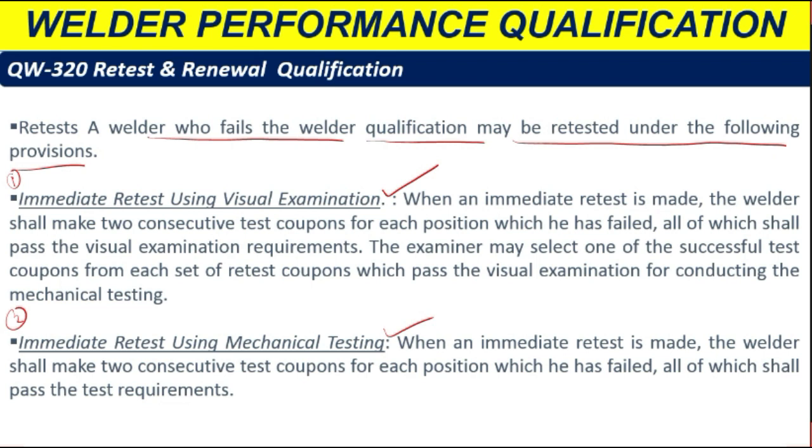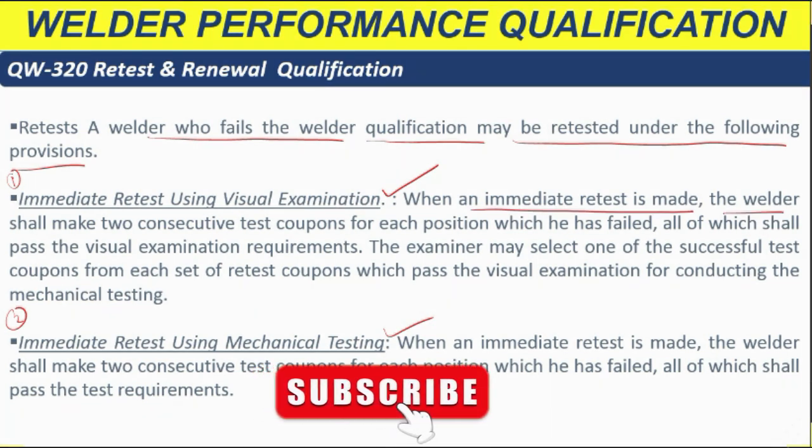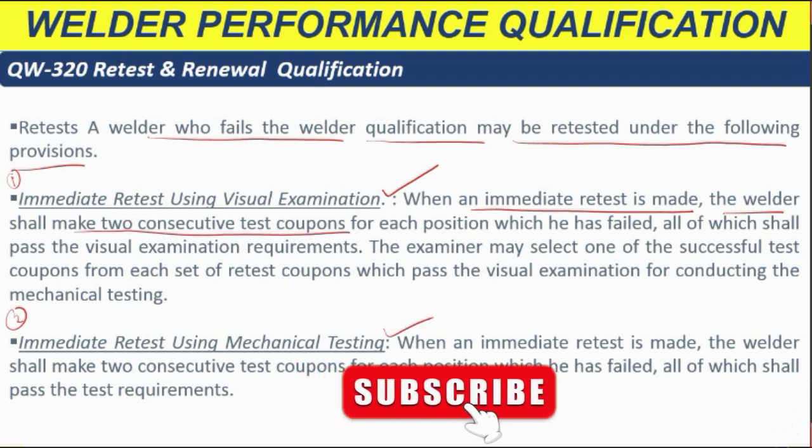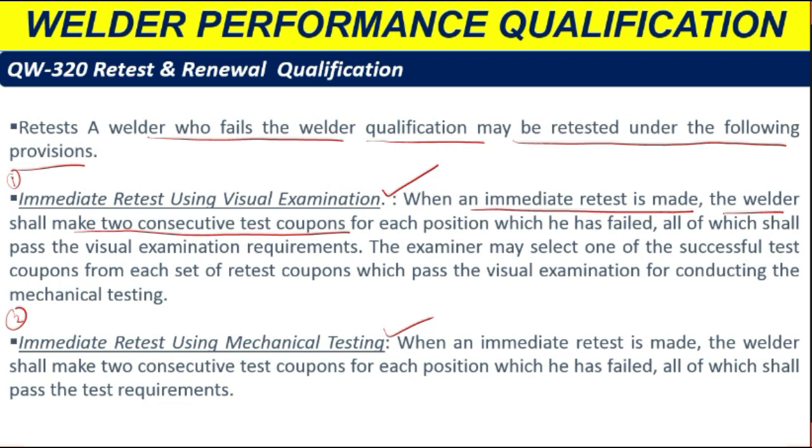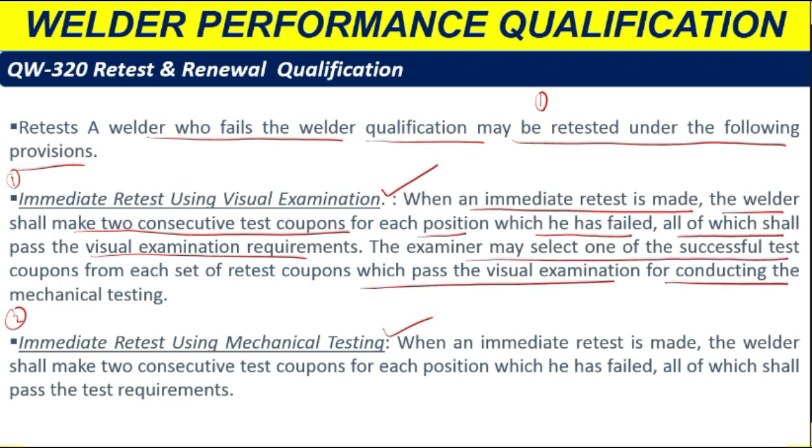When an immediate retest is made, the welder shall make two consecutive test coupons. Means in the first test, whenever you do the welder test, there is one coupon. But here two coupons are required, for each position qualified as per the WPS which he has failed, all of which shall pass the visual examination. Means that two consecutive test coupons shall be accepted by visual examination. After the visual examination passes, it goes for mechanical testing, and when it is accepted, then he can be requalified again for that particular welder.